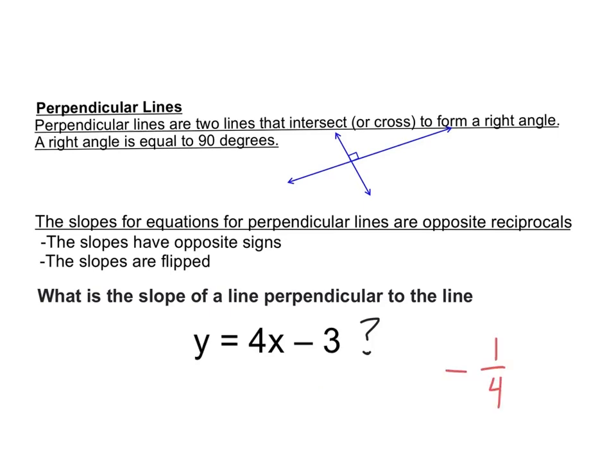So you should have gotten negative 1/4 as the new slope. So the line perpendicular to y equals 4x minus 3 will have a slope of negative 1/4. So flip the 4, change the sign. How many had that? Very good. All right. Questions so far? Do an example, and I think we'll be out of here.